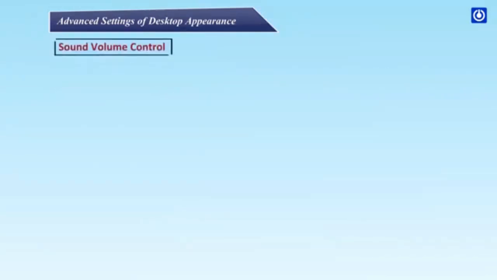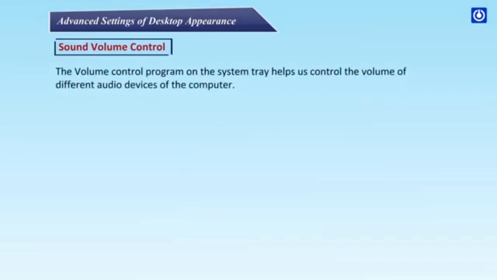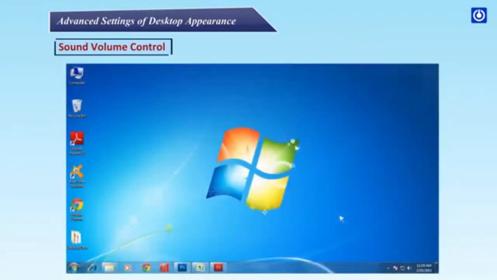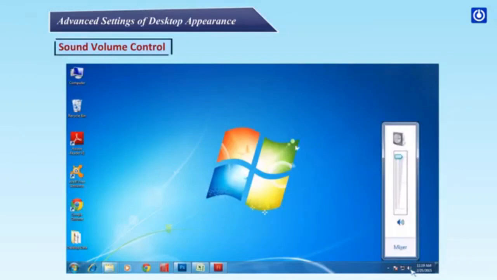Sound volume control. The volume control program on the system tray helps us control the volume of different audio devices of the computer. Step 1. Double-click the volume control icon in the system tray on the taskbar. The volume control slider pops up. Here are some options to control the volume. Volume slider. By dragging the slider, the volume level can be increased or decreased.